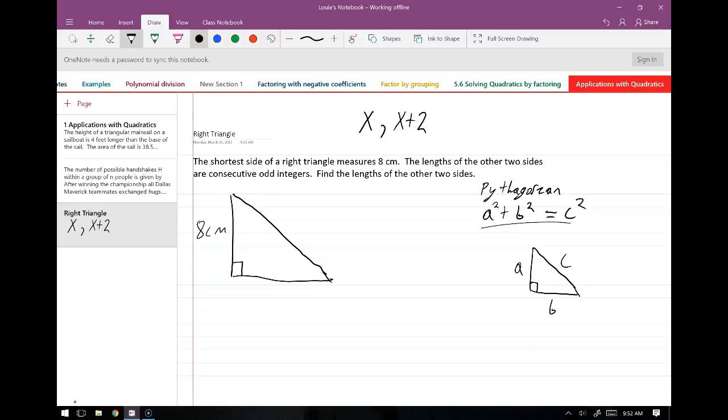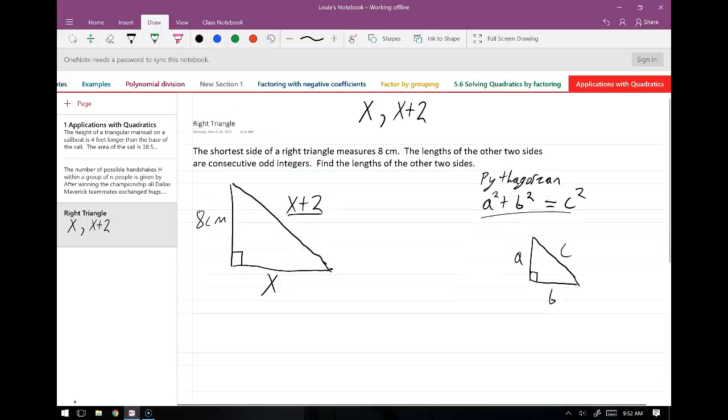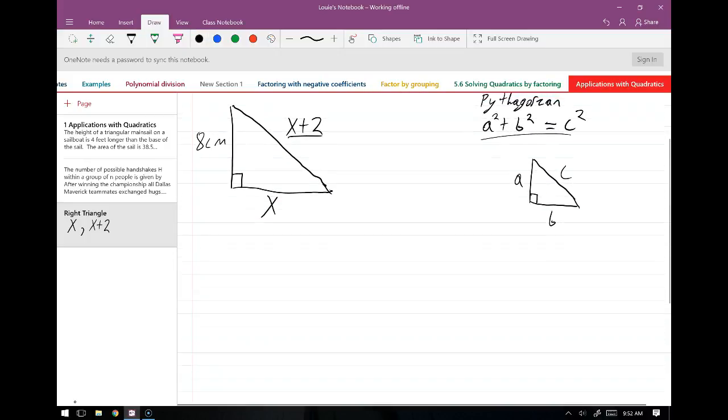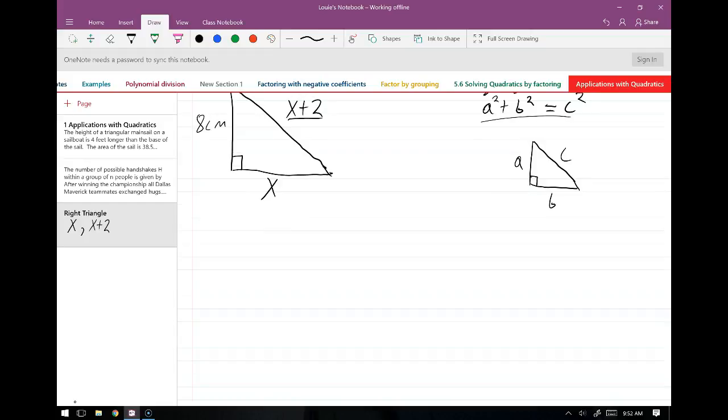So we're going to label this side x and this side x plus 2. We label the hypotenuse as the x plus 2 one because we know the hypotenuse is longer than either of the legs. So the larger consecutive integer goes on the hypotenuse. Okay, now let's go ahead and set this up. So a squared plus b squared equals c squared.